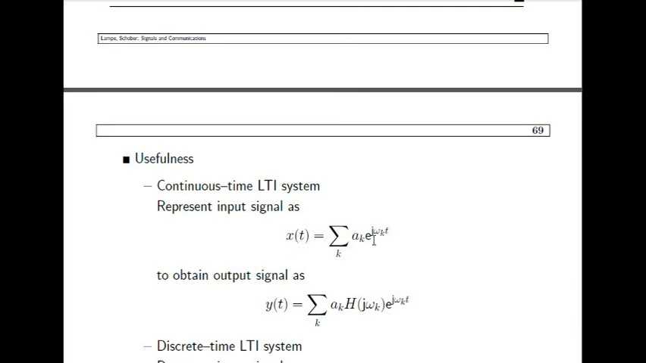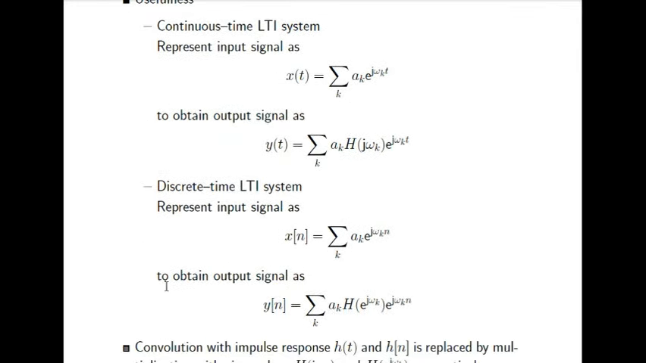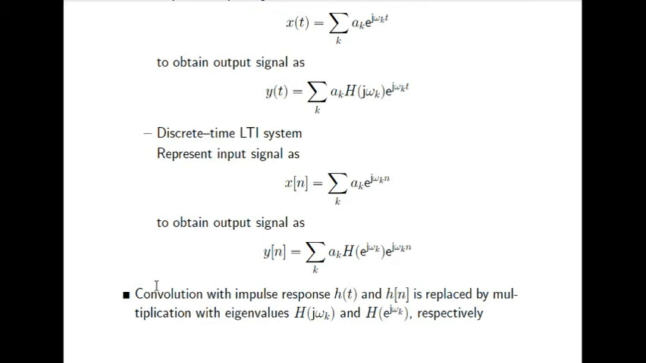Okay, so we have a continuous time LTI system and we are representing the input signal as x of t equals sigma a_k e to the power j omega_k t. The output signal obtained will be the same, all things will be the same, and it will just be multiplied with H of j omega_k. You can similarly do this for the discrete time case, but there it will be H of e to the power j omega_k. So this was the input and output relation.